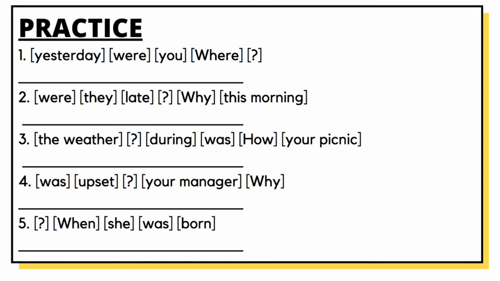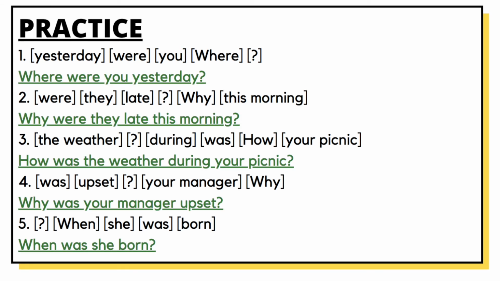For these exercises, unscramble the WH question words. Pause this video as you go through each one. How do your answers look? Number 1 says, where were you yesterday? Number 2 says, why were they late this morning?